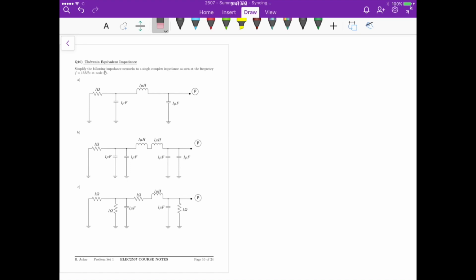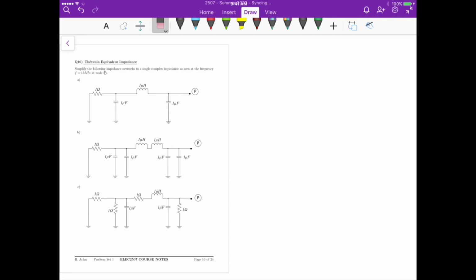Okay, so this is problem 10. For problem 10, we have a Thevenin equivalent impedance, or just to calculate the equivalent impedance for this circuit, as seen from the node P. Okay, so in this case, I would just solve part C, because that's the most complicated one.